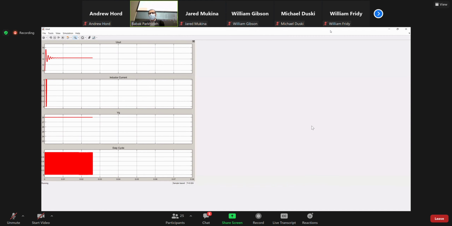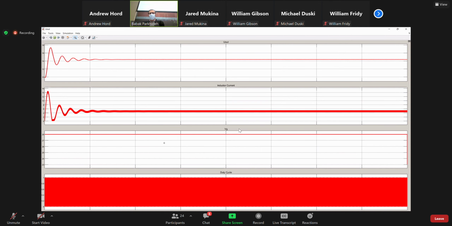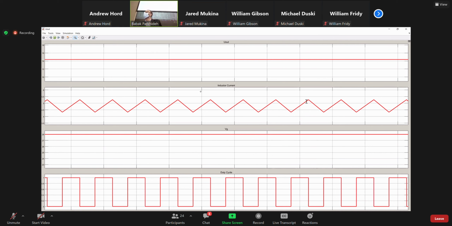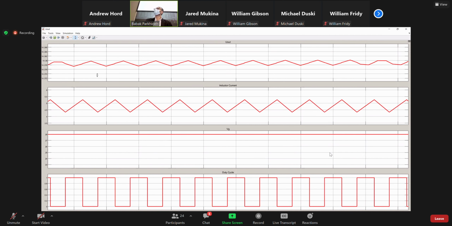This is my output, so you see it's like 14 and 15. So it's here. This is my inductor current. You can zoom in, right? So it's nice and clean, and this is my output, so it's about 14 volts. Tightly regulated in a way. You can zoom in to see the voltage ripple as well.